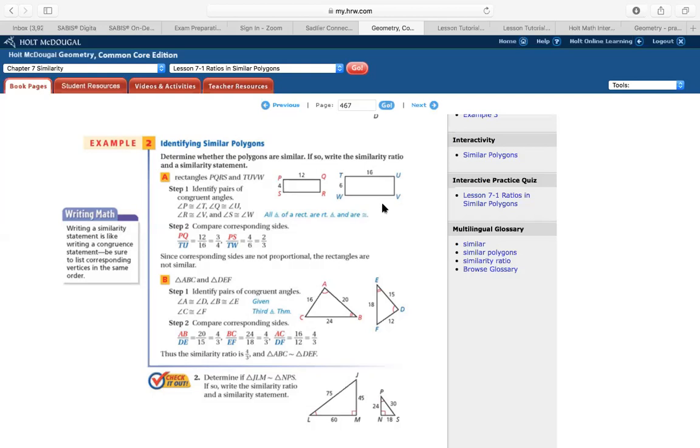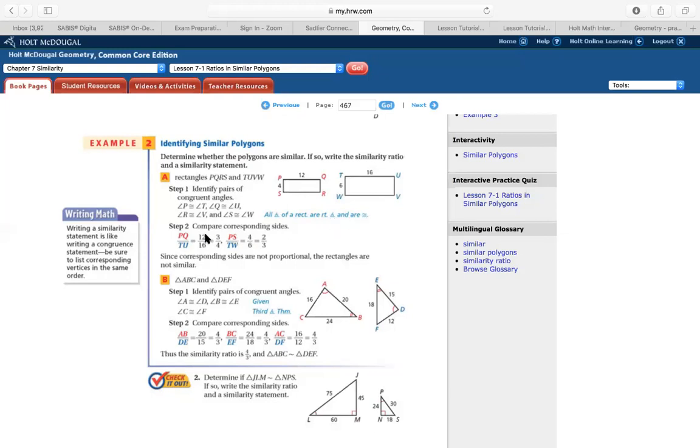As I know that all the angles of the rectangle are 90 degrees, so identify pairs of congruent angles. P and T are congruent, Q and U are congruent, R and V are congruent, S and W are congruent. Okay, girls? As you see here, the blue part, all angles of a rectangle are right angles and are congruent. So this sign means right angles are congruent.